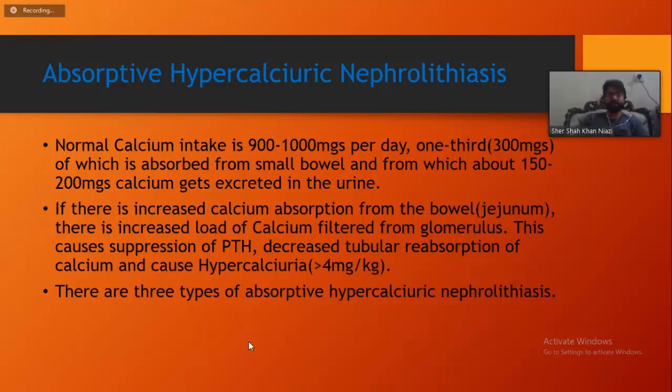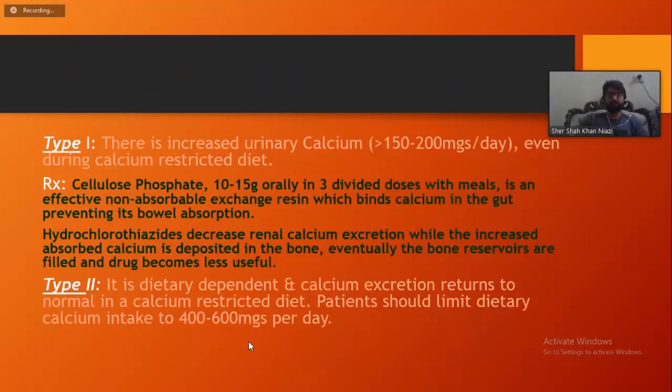There are 3 types of absorptive hypercalciuria. In type 1, there is increased urinary calcium greater than 150 milligrams per day, even during a calcium restricted diet. So as we already discussed, normal urinary calcium excretion is 100 to 150. So when it's slightly increased, 150 to 200, then it's type 1 absorptive hypercalciuria.